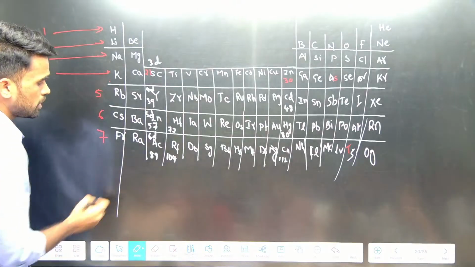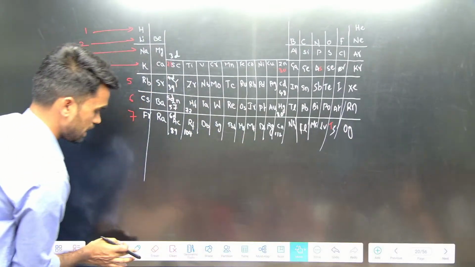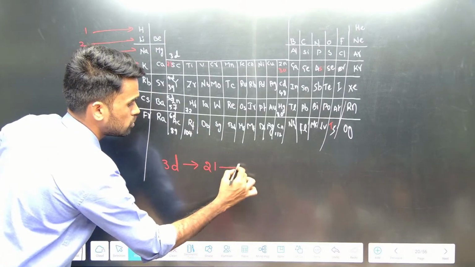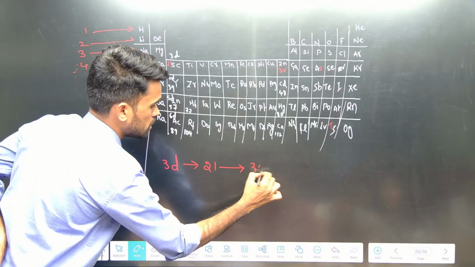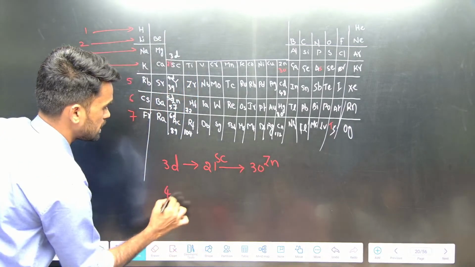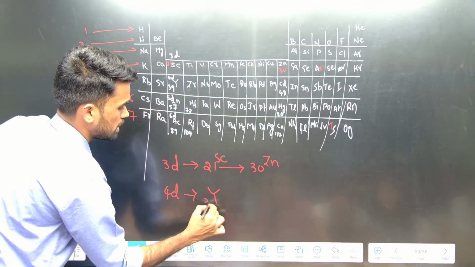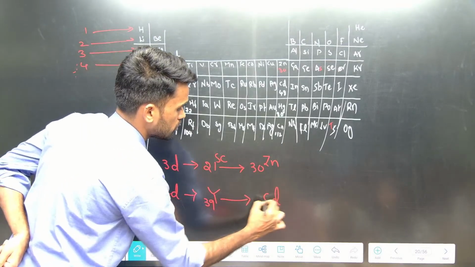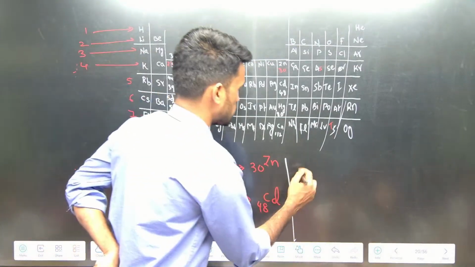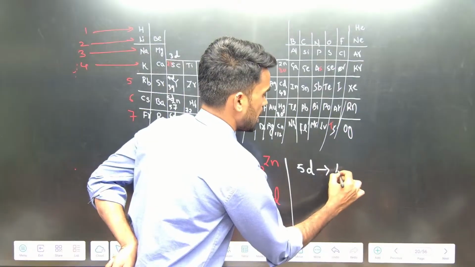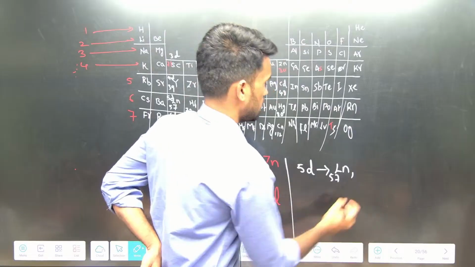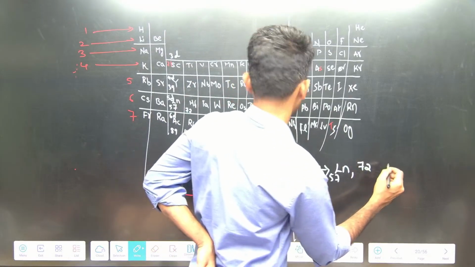Okay, so now they will ask you, once again, just make it a separate note. 3D series from where to where? 21 to 30. So 21 is what? Scandium. 30 is zinc. Next, 4D series is yttrium 39 to cadmium 48. Please try to make one separate note of it. Okay, next, this one, 5D series. Lanthanum is there, lanthanum 57. After this 72, what is it? Hafnium.